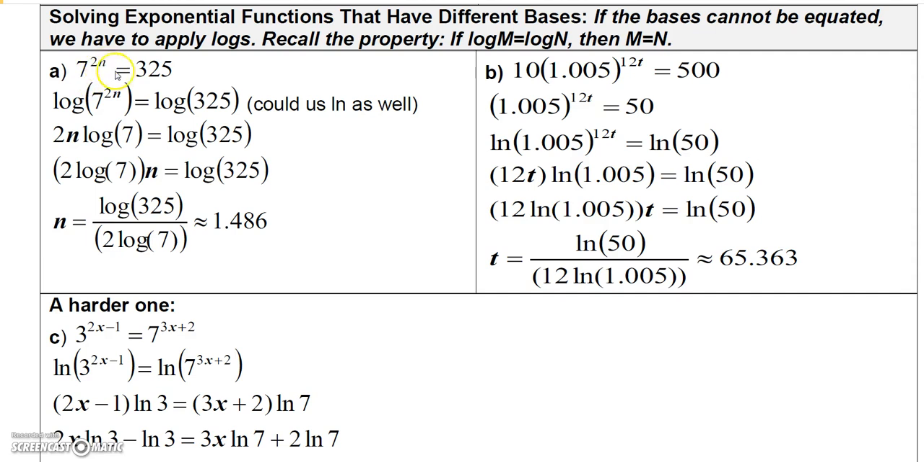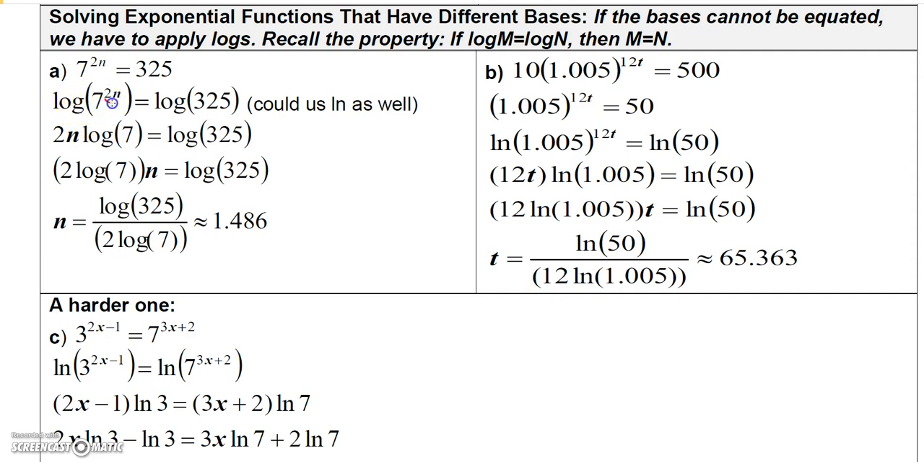7 to the 2n equals 325. So obviously we want to solve for the n. Well, there's a log property that says if two things are equal, like I have here, then their logs will be equal. And I can use any log I want, so I'm going to use common log. So if these two are equal, then the log of the left-hand side must equal the log of the right-hand side. And again, I could have used natural log.